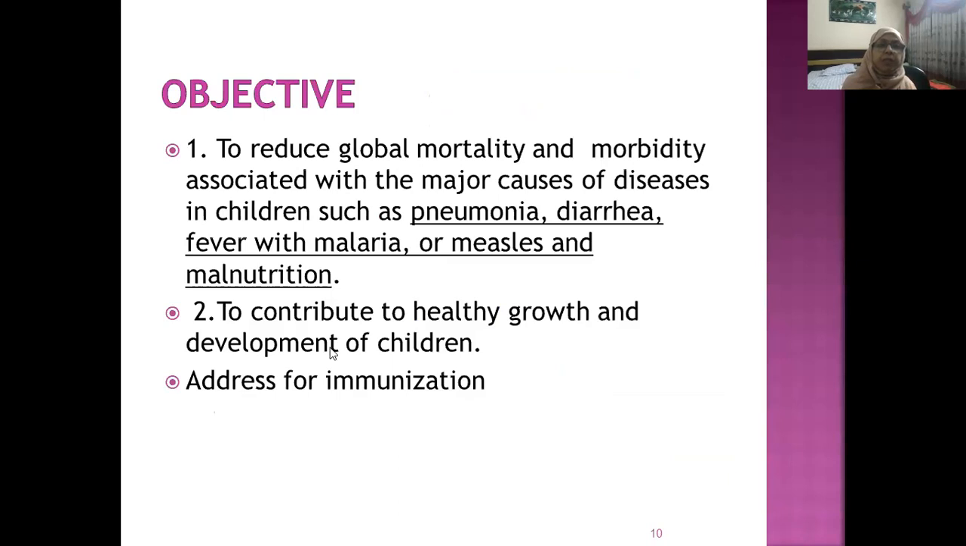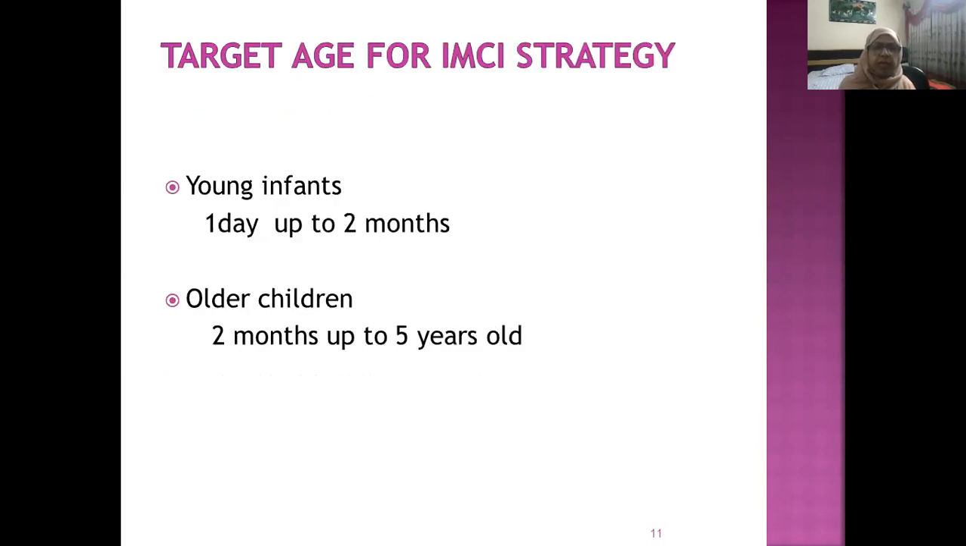The objective is to reduce global mortality and morbidity associated with major causes of diseases in children, such as I have told in my previous slides, pneumonia, diarrhea, fever with malaria or measles, ear problem, malnutrition and anemia. And to contribute to healthy growth and development of a child, and assess for malnutrition, and give vitamin A supplementation. The target age, as I have told you, is from birth or from day 1 up to 5 years.